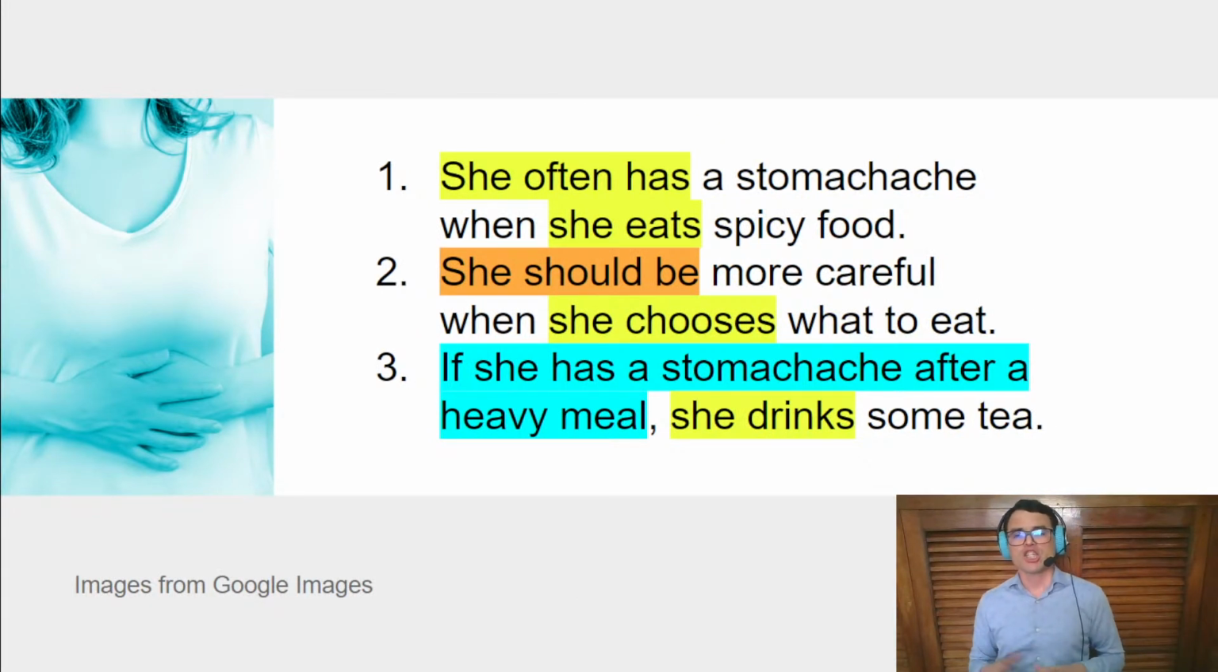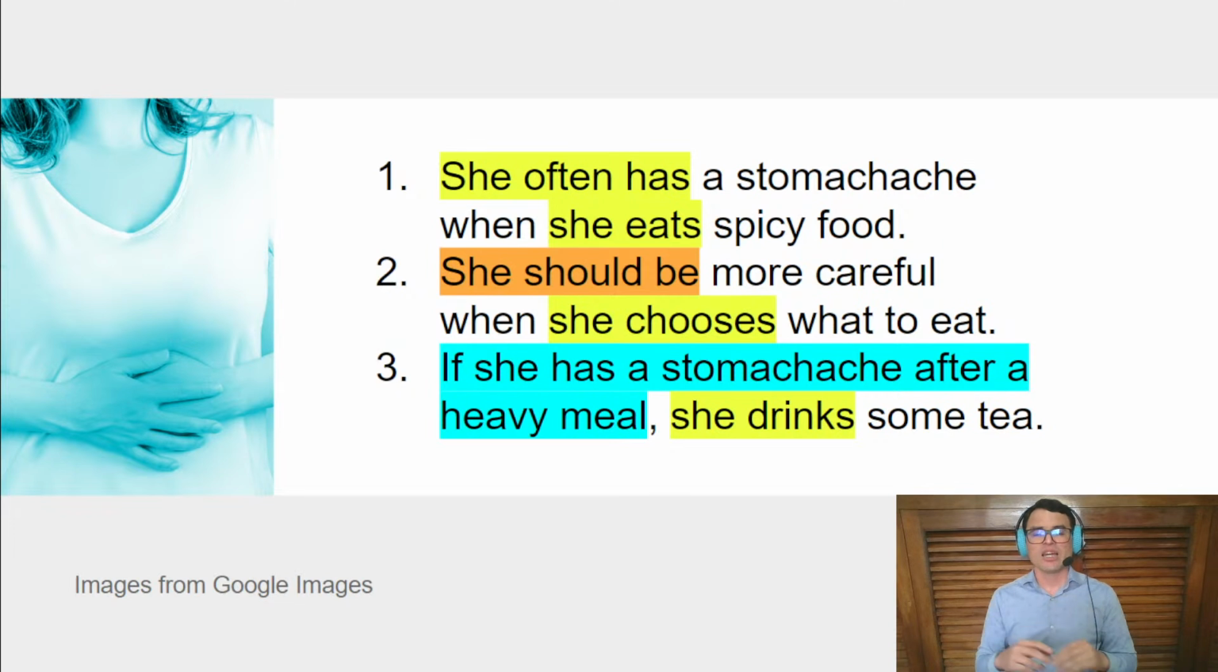First picture, she often has stomachache when she eats spicy food. What do we have here? Simple present to talk about facts. She, subject, often, frequency adverb, has, the verb in simple present conjugated in the third person singular because your subject is she. Next, she eats spicy food. Subject, she, eats is your verb, okay, in the third person singular.